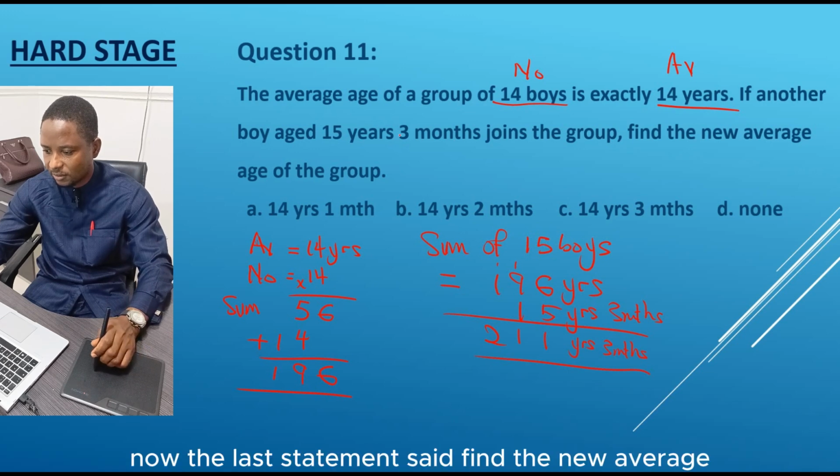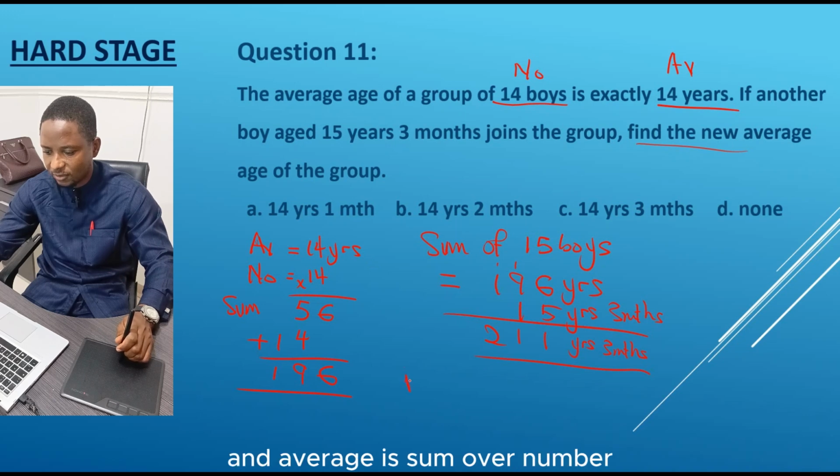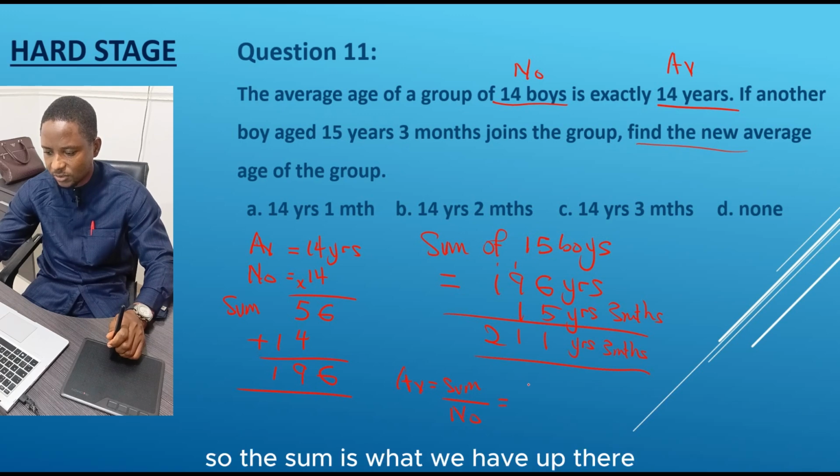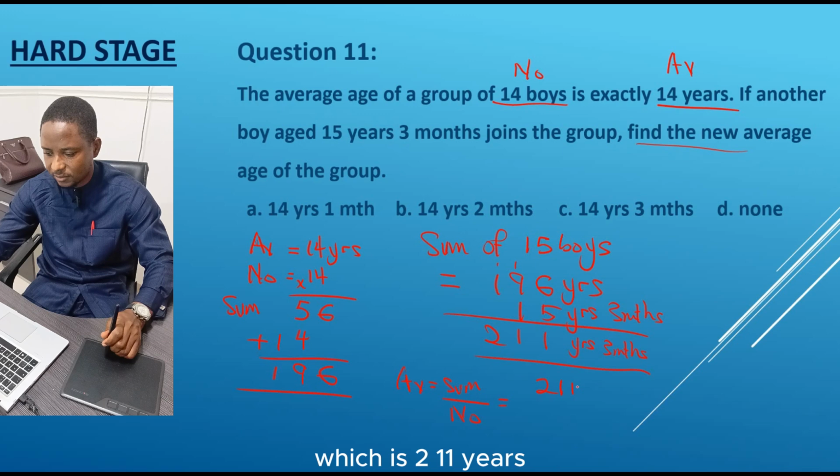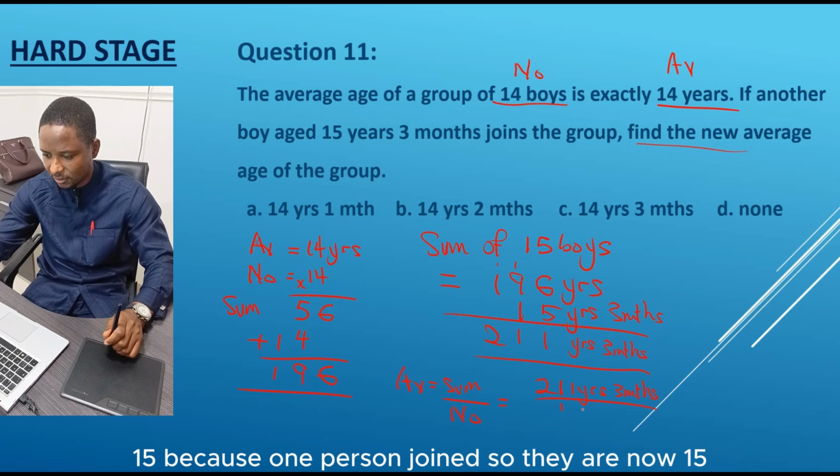Now, the last statement said, find the new average. We're looking for average. An average is sum over number. That's the formula for average. So the sum is what we have up there, which is 211 years, 3 months. While the number is what? 15, because one person joined, so they are now 15.